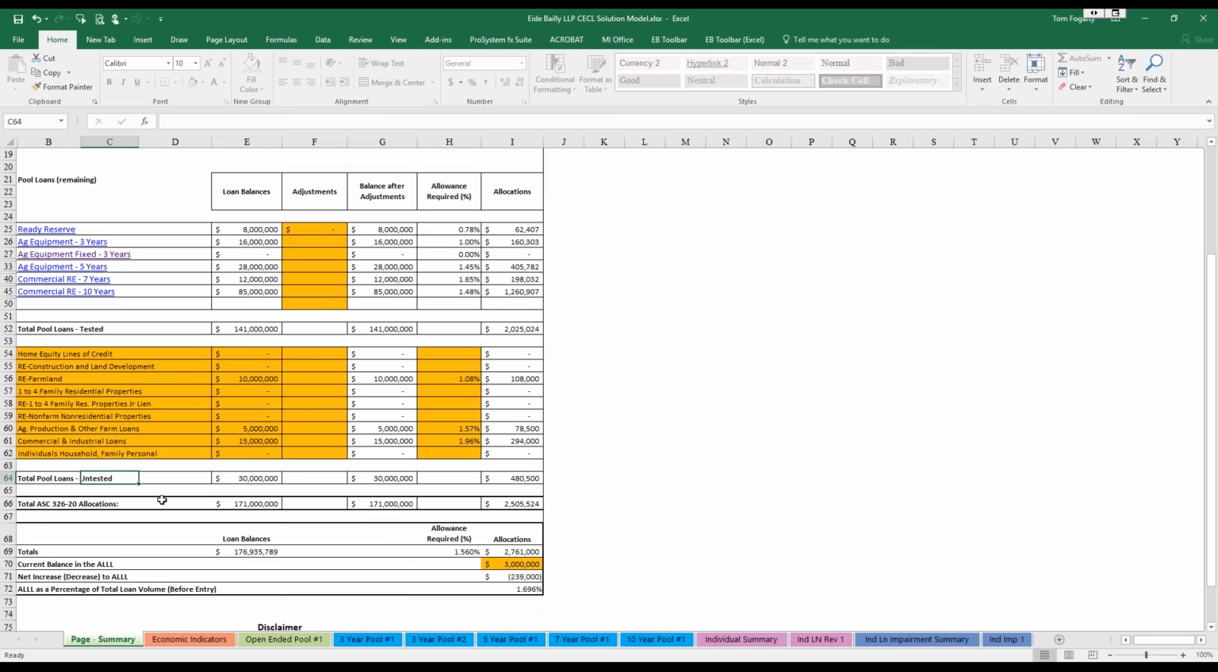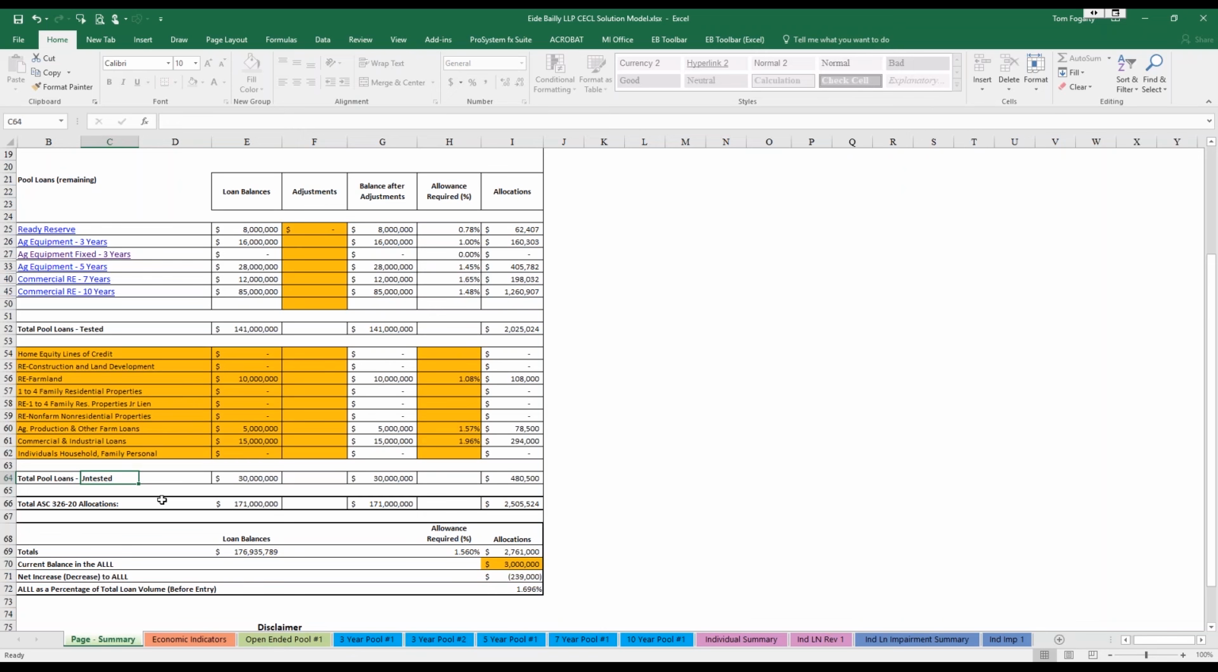ASC 326-20-55-3 says that when determining historical loss information and estimating expected credit losses, the information about historical credit losses should be applied to pools that are defined in a manner that is consistent with the pools for which the historical credit loss experience was observed. This implies that you may apply the loss factor, adjusted for current conditions and reasonable and supportable forecasts, to other loan pools that have the same credit risk characteristics as the pool for which the loss history was observed.